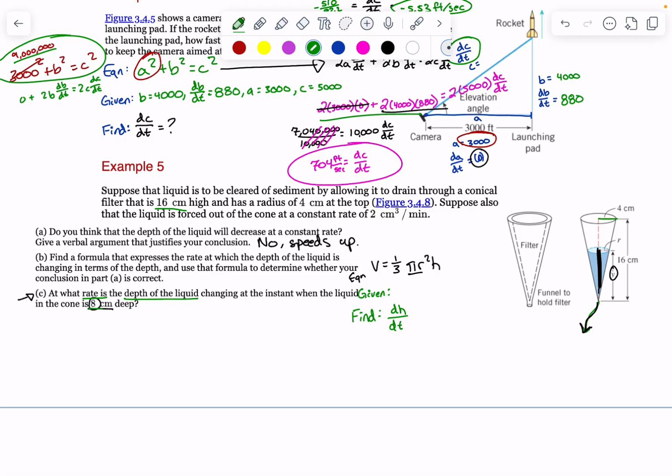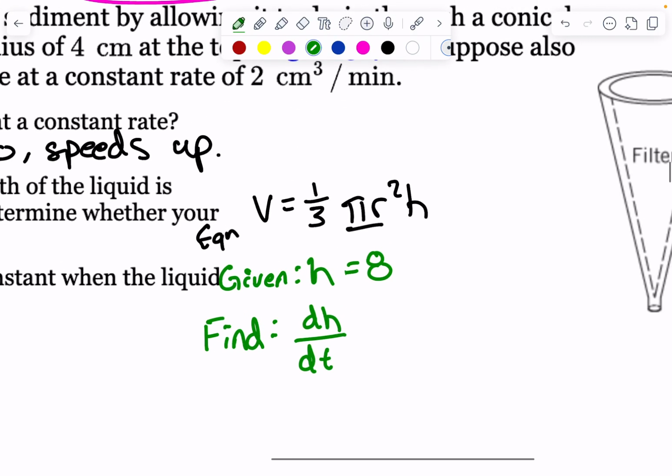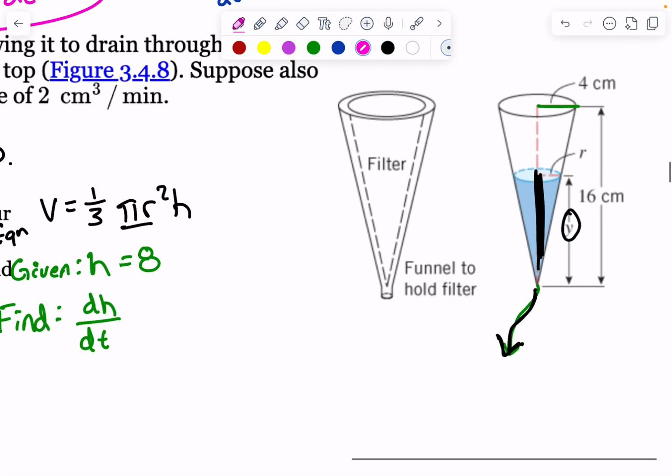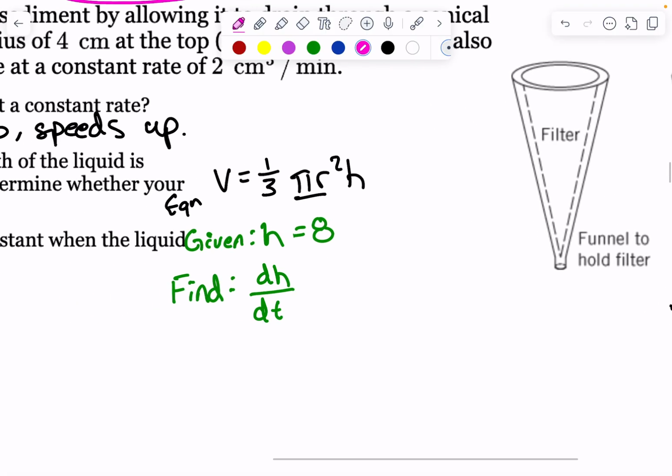So what are we given? What is 8? The height itself is 8. Not the rate at which the height is changing, just the height itself. dH/dt is negative, right? Yes, dH/dt should be a negative number, because it's going down. It's getting closer.